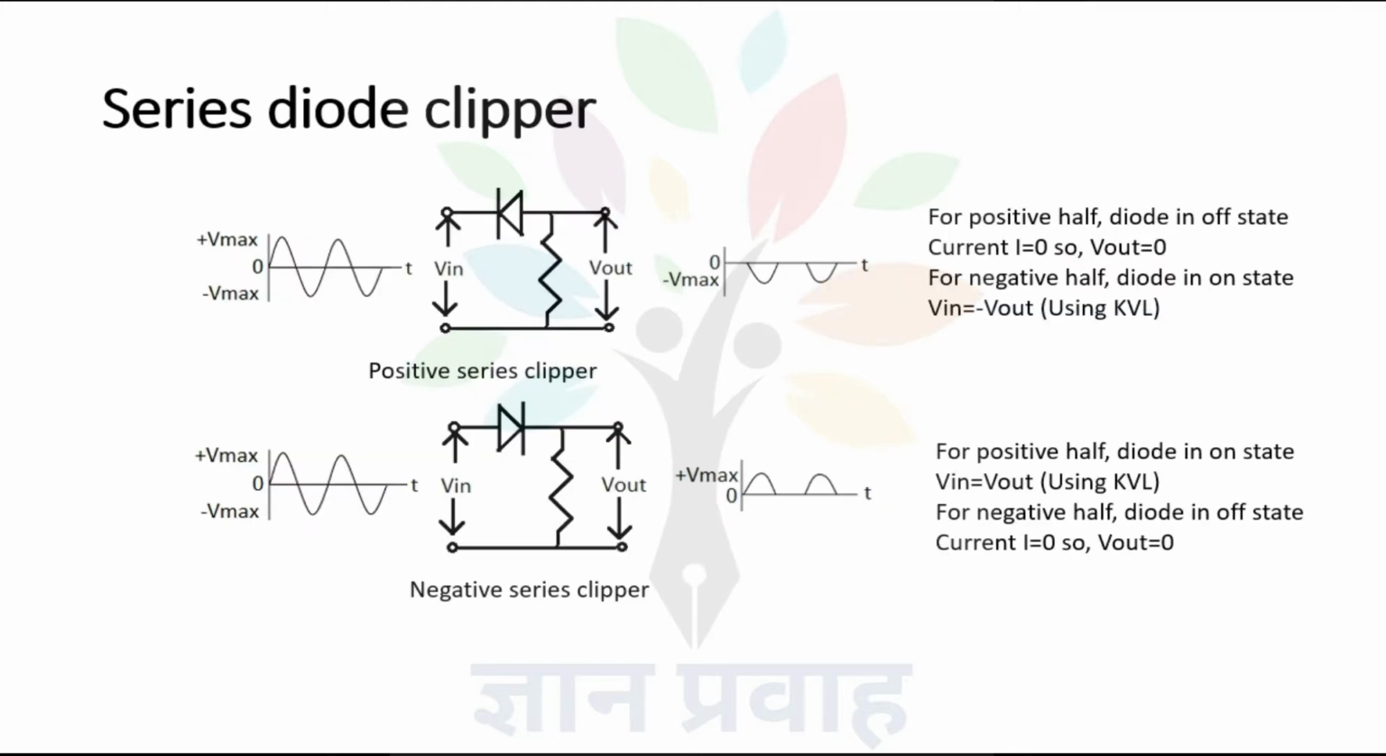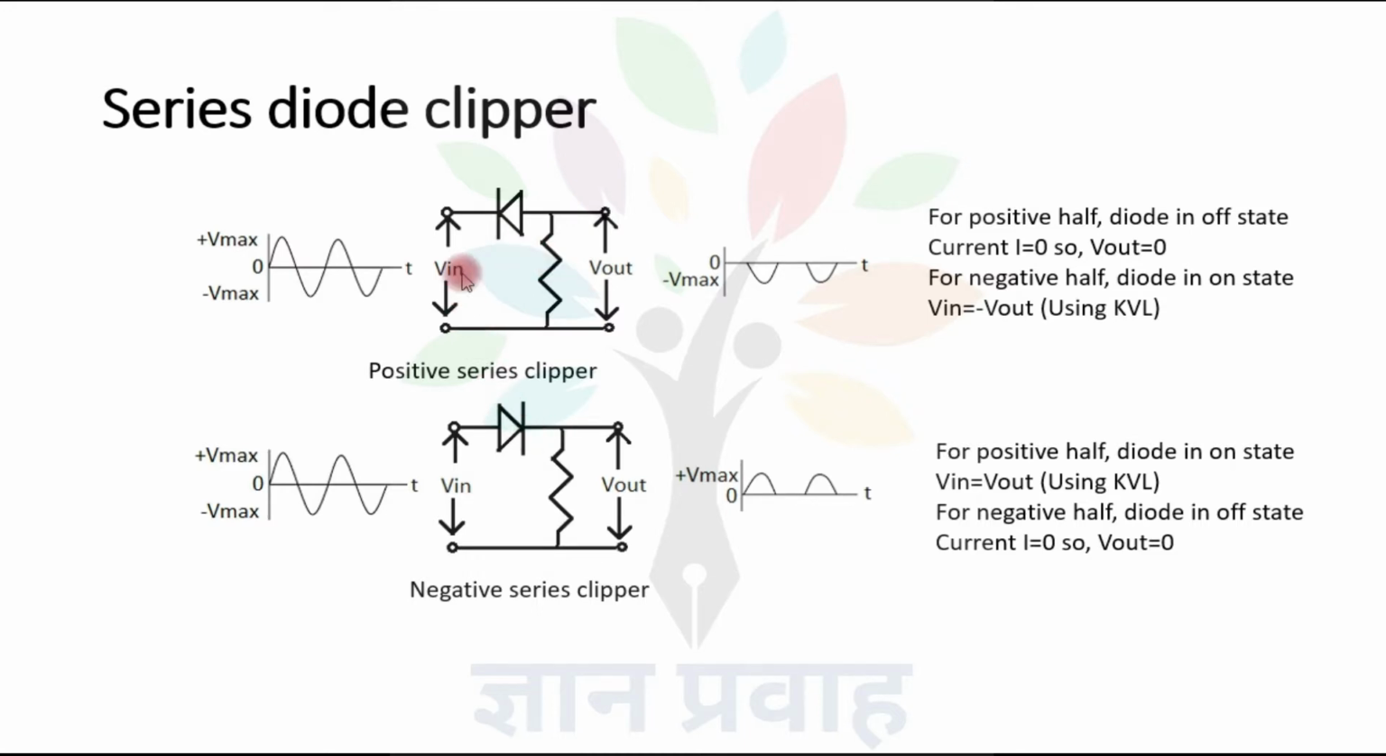Series diode clipper. In a series diode clipper, the PN junction diode is connected in series with the load resistance. Circuits are given for the positive series clipper and the negative series clipper. A positive clipper means it clips off the positive halves. A negative clipper circuit means it clips off the negative halves. So these are the half-wave rectifier circuits.